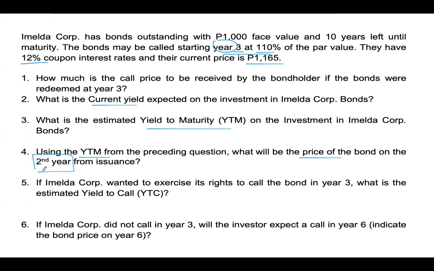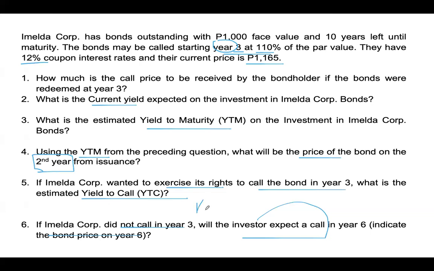So i-amortize lang natin to. If Imelda Corp wanted to exercise its right to call in year 3, what is the yield to call? And if Imelda Corp did not call in year 3, will the investor expect a call in year 6? Indicate the price on year 6.